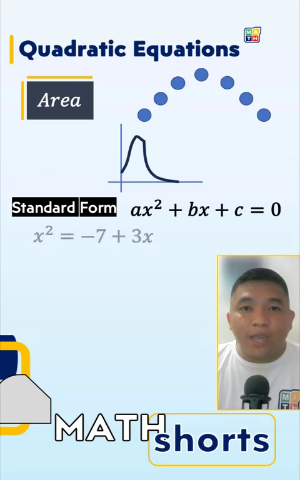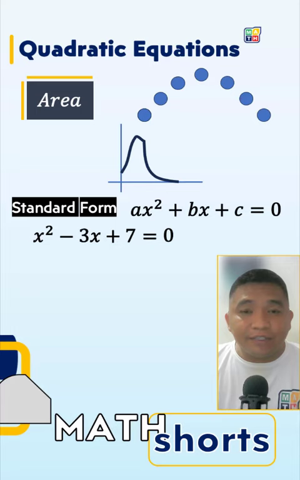Say, for example, we have this expression here and we would like to come up with its standard form. So we move all the terms to the other side of the equation, and considering all the signs that will be changed, we'll have this form now.